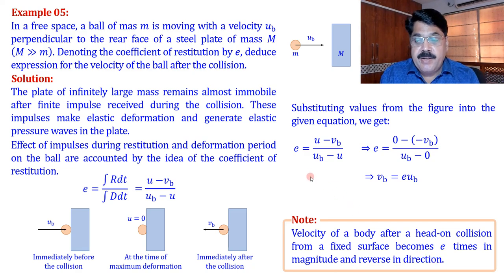Now, having studied the collision of a ball with a plate of infinitely large mass which was stationary earlier, we now consider the same situation but take the plate to be moving. Let us see what happens.